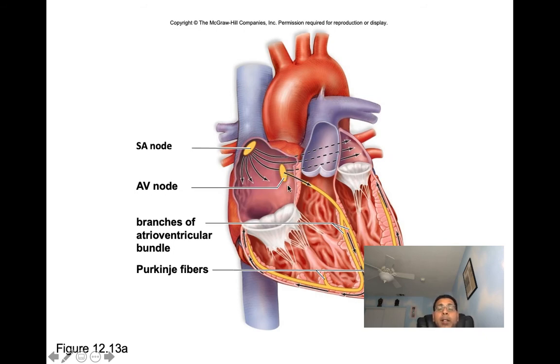So again, we can see the SA node sends out impulses to the AV node, allowing then the atria to contract. The impulse then travels from the AV node through the branches of the atrioventricular bundle, the right and left branches, making its way into the Purkinje fibers, allowing the ventricles to contract, then as a coordinated whole.